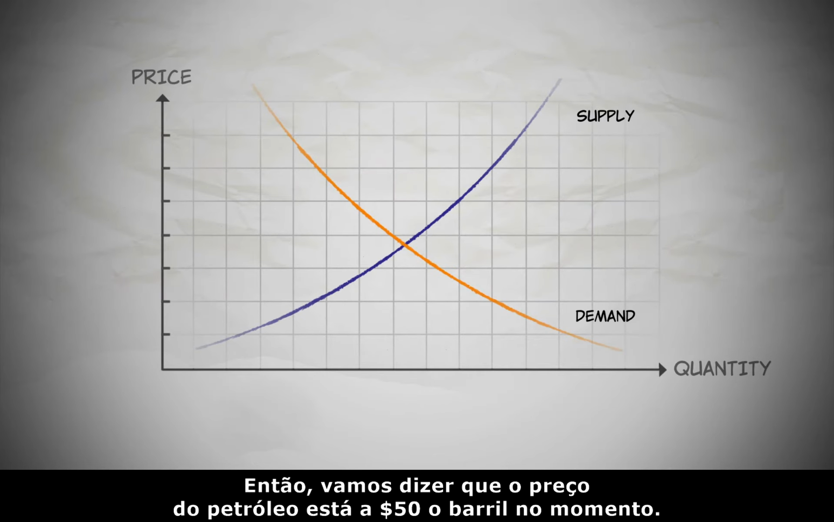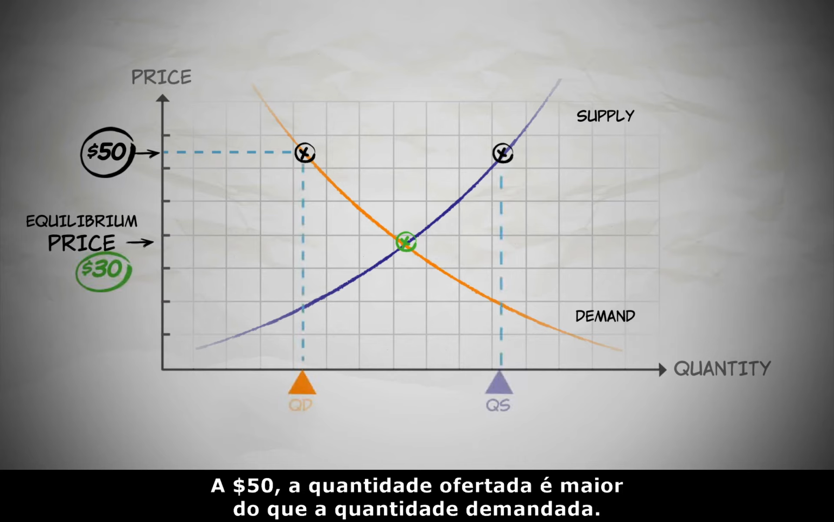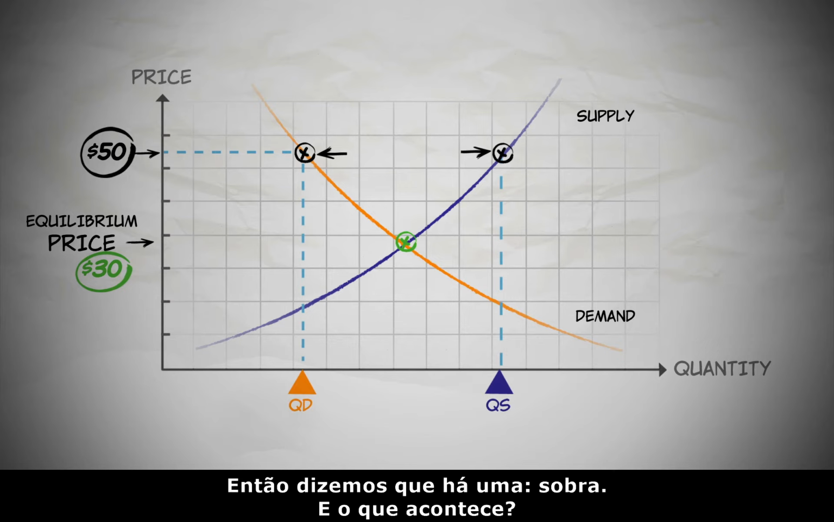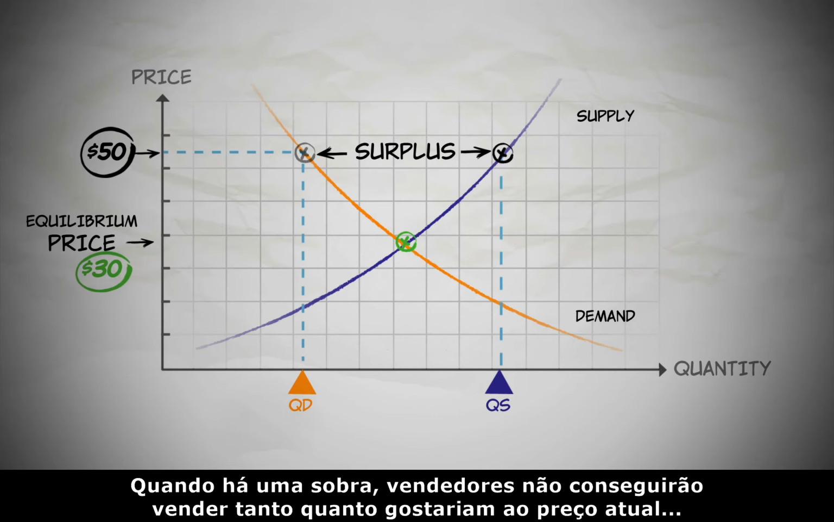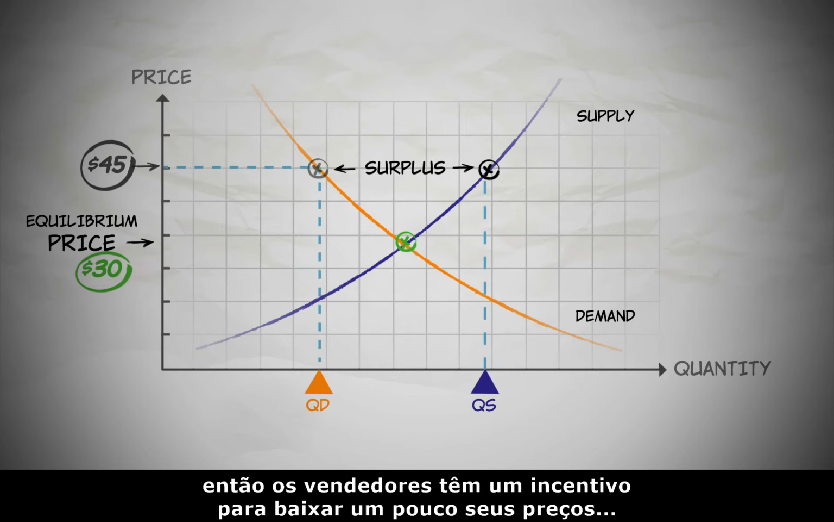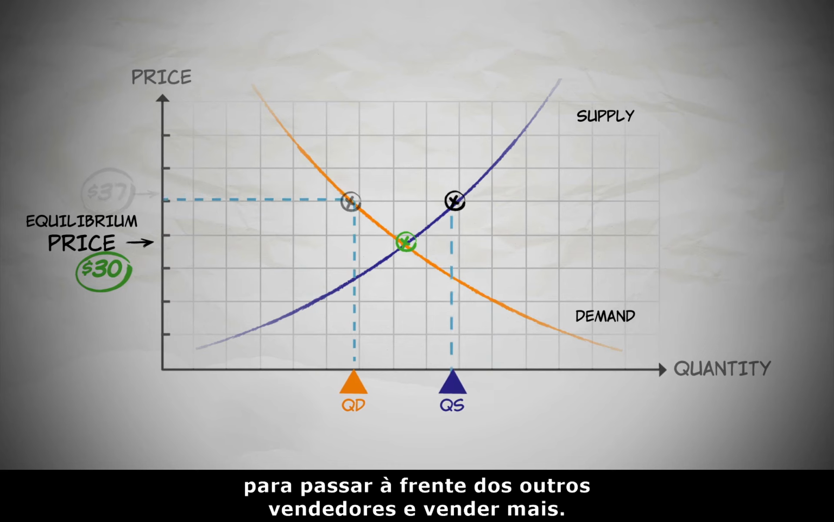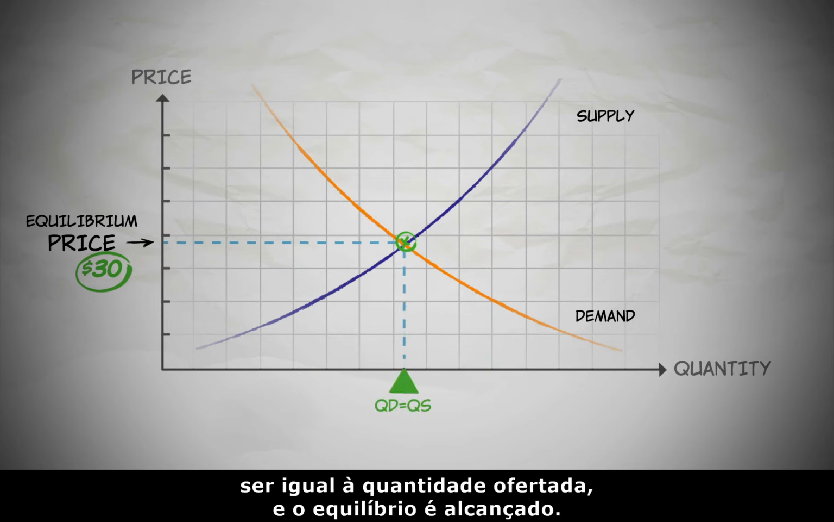So let's say the price of oil is currently $50 a barrel. That's above the equilibrium price of $30 a barrel. At $50 a barrel, the quantity supplied is more than the quantity demanded. So we say there is a surplus. So what happens? It's sale time! When there's a surplus, sellers can't sell as much as they would like to at the going price, so sellers have an incentive to lower their price a little bit so they can outcompete other sellers and sell more. The price will continue to fall until the quantity demanded is equal to the quantity supplied and equilibrium is reached.